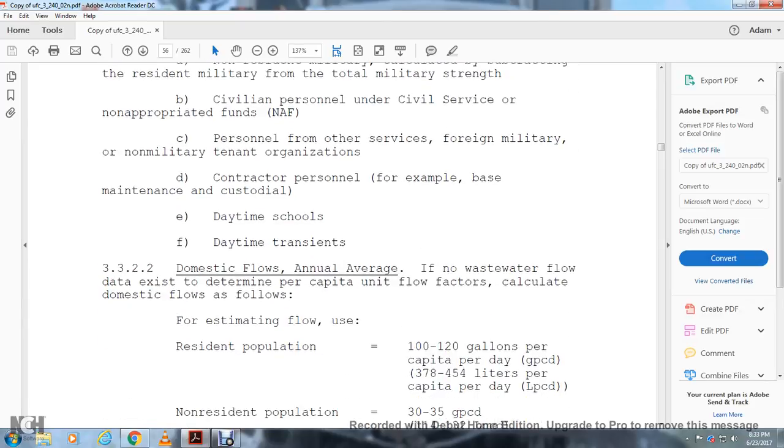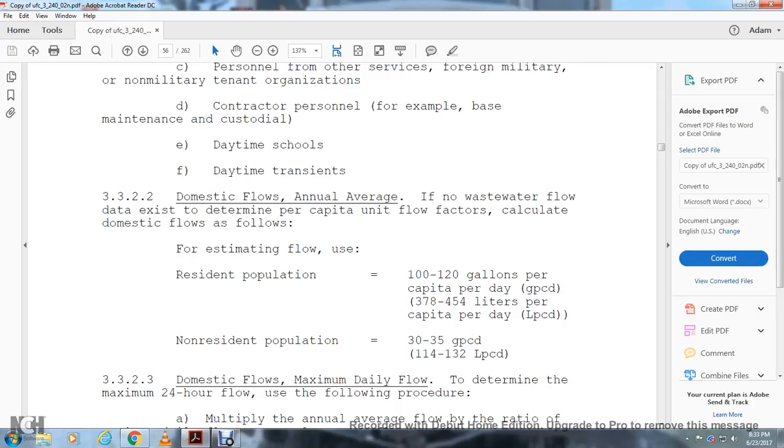3322 domestic flows, annual average. If no wastewater data exists for determining the per capita flow factors, calculate the domestic flows as follows. For estimating the flow for the resident population, 120 gallons per capita per day, or for non-residential, 30 to 35 gallons per capita per day.